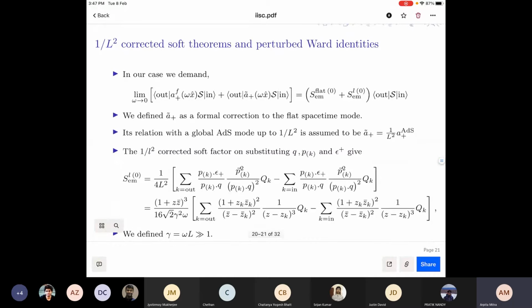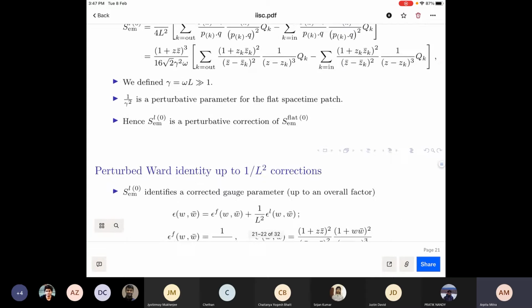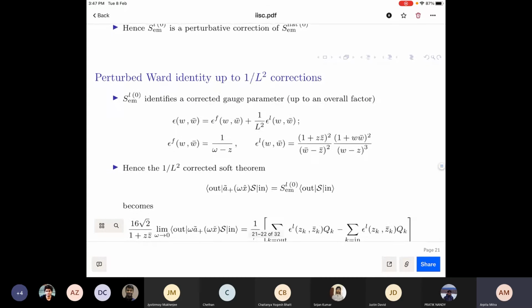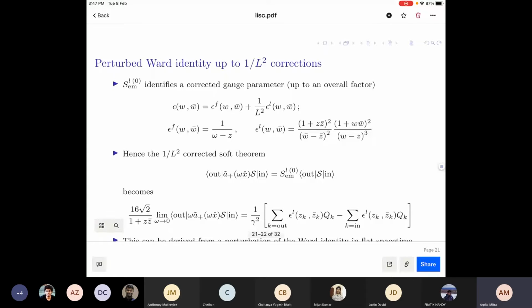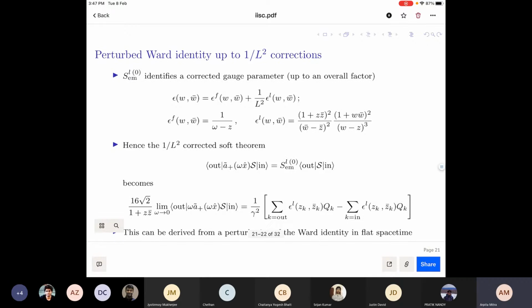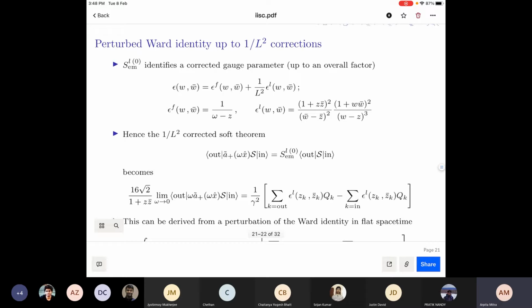if we want to get this equation, we now have to introduce corrections to epsilon, the gauge parameter, and the soft photon mode. So we find this expression. These are the corrections. If the correction to the gauge parameter is also of the order of 1/L², then epsilon_L is that correction, and the expression of epsilon_L goes like this, which is a little complicated.